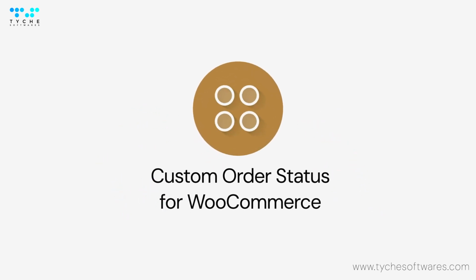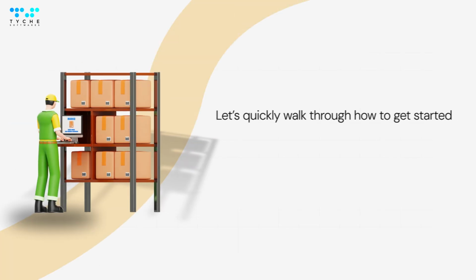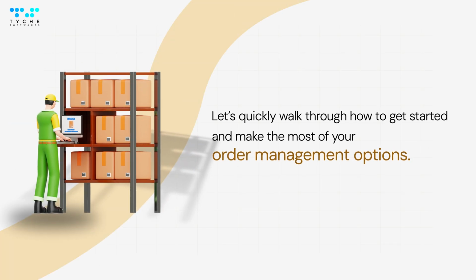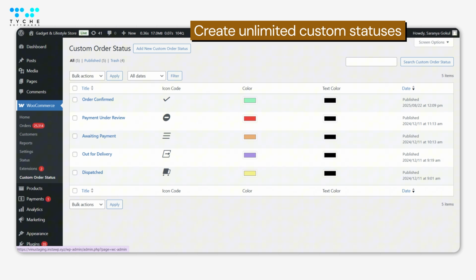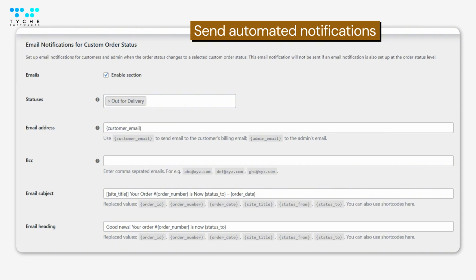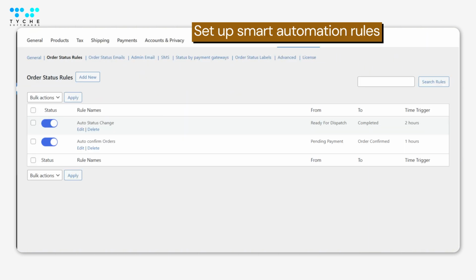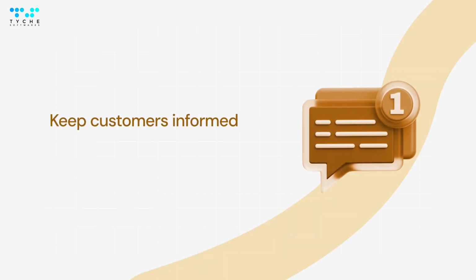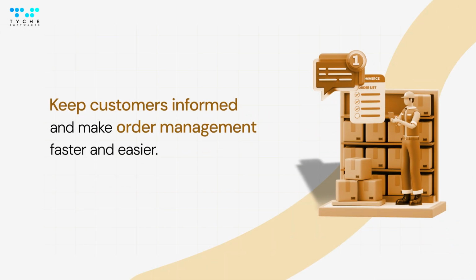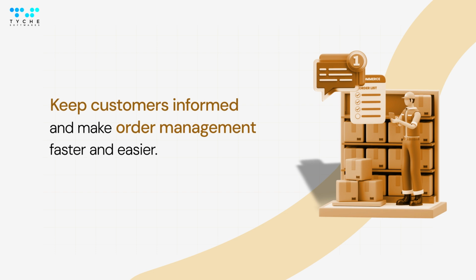Welcome to Custom Order Status for WooCommerce. Let's quickly walk through how to get started and make the most of your order management options. If you've already installed and activated the plugin, here's what you can do right away. Create unlimited custom statuses, send automated notifications, and set up smart automation rules to update orders for you. Keep customers informed and make order management faster and easier.